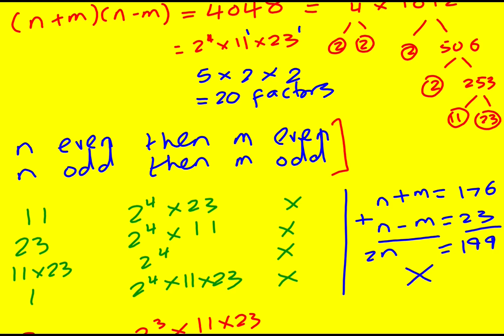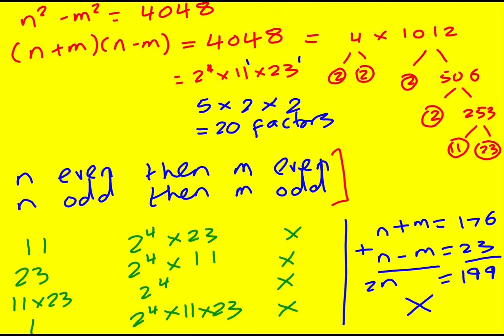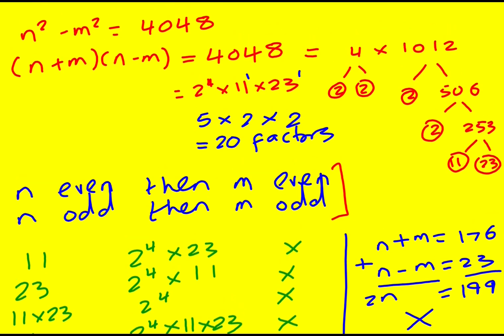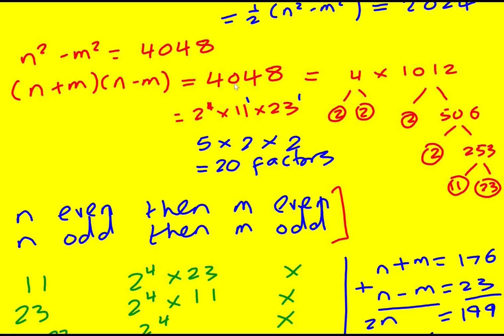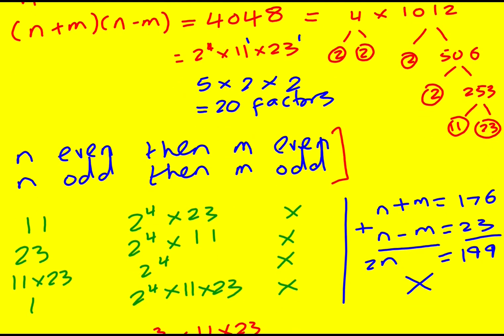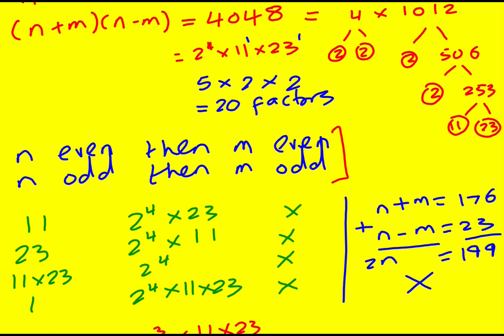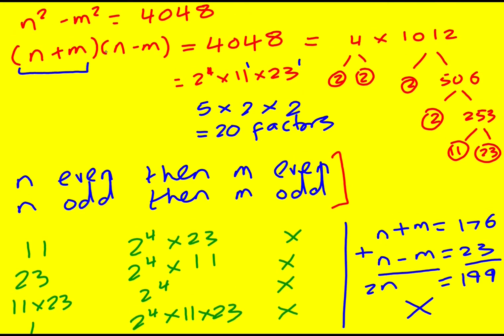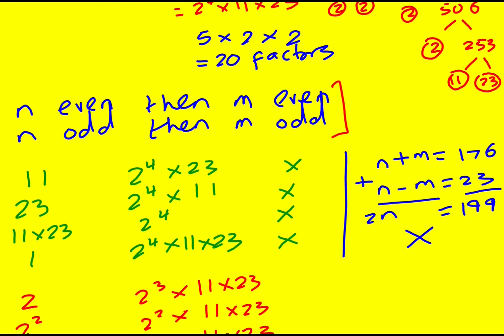So this is why it doesn't work, because we got n plus m is even and n minus m is odd, which satisfies the original equation. So we do get 4048, but when we solve it, we end up with n being a decimal. And that is because, as I was talking about before, if one is odd, then the other one has to be even. And so that's why I rejected that. I hope that makes sense. Just trying to give a little example of when it doesn't work.